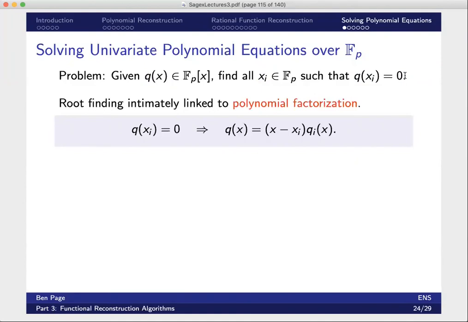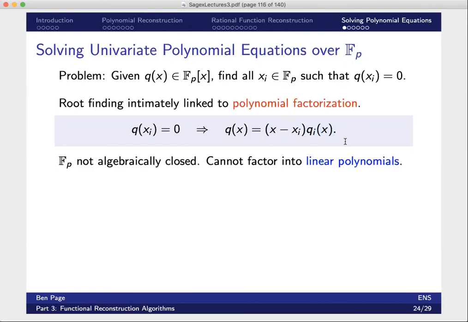The way that we're going to approach this is to note that this problem of root finding is intimately linked to factorizing polynomials. If I have a root, then I can show that I can actually factor my polynomial as x minus xi times qi of x. So let's think about factorizing polynomials and what happens. Because our finite field is not algebraically closed, I can't necessarily factor into linear polynomials, and linear polynomials are the ones that are going to tell me about the roots.